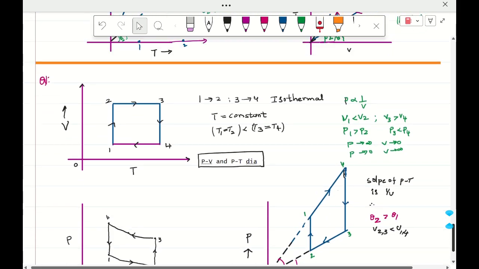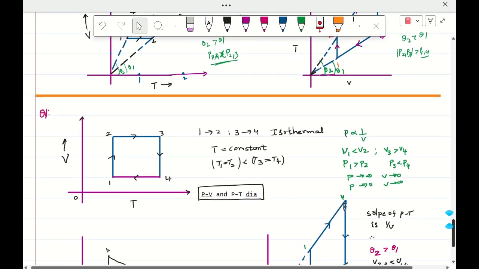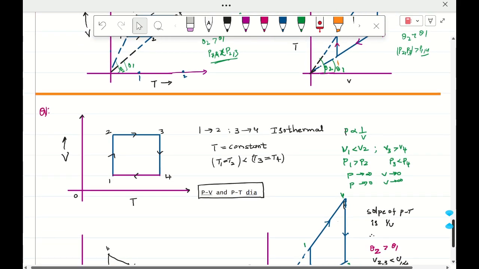Similarly, one more graph, a VT graph, is given here. In the previous question a PV graph was given, but here a VT graph is given. I will do it fast. Points 1 to 2 are isothermal, 2 to 3 is isochoric, volume constant, and 3 to 4 and 4 to 1 are similar. So 1, 2, 3, 4: isothermal, T is constant. T constant means P is inversely proportional to V.